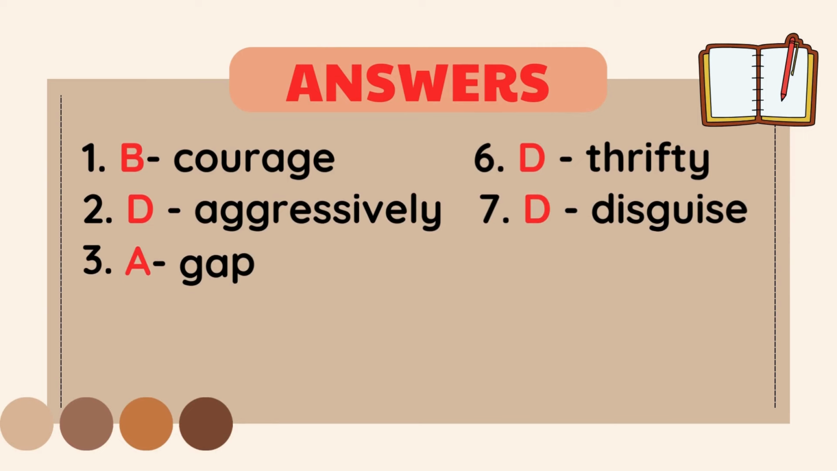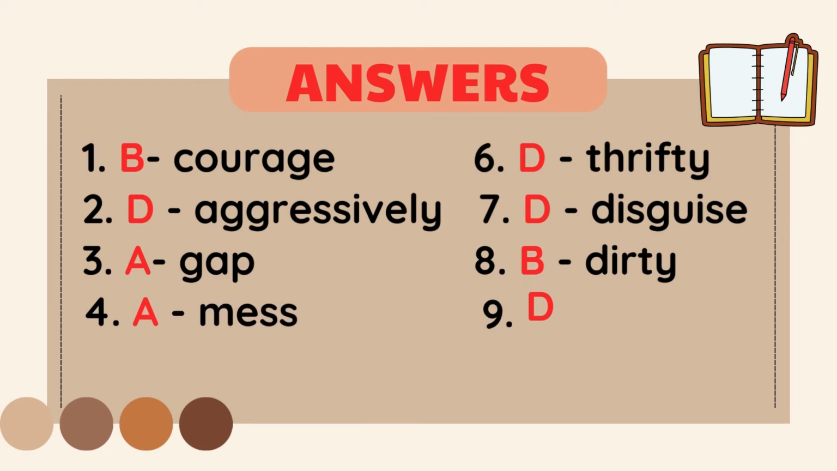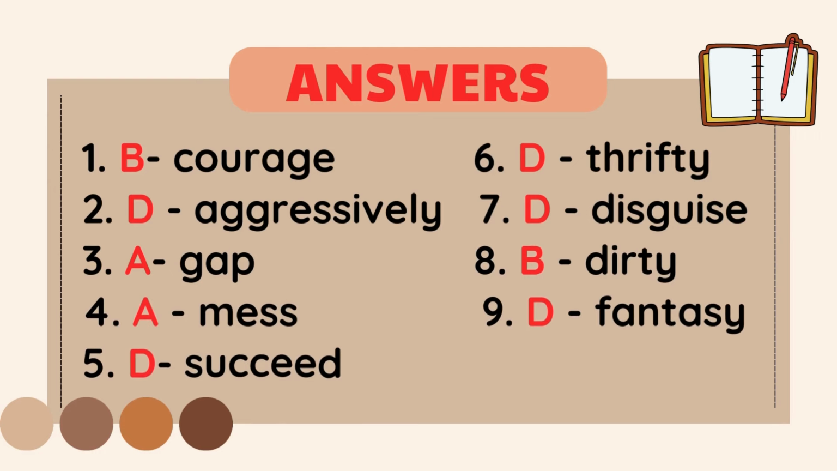Correct answers are number 1, B, courage. Number 2, D, aggressively. 3, A, gap. Number 4, A, mess. Number 5, D, succeed. Number 6, D, thrifty. 7, D, disguise. 8, letter B, dirty. Number 9, D, fantasy. And number 10, A, huge.